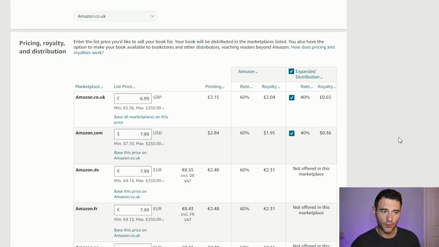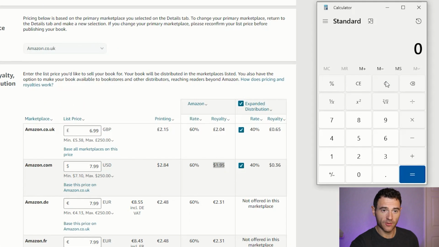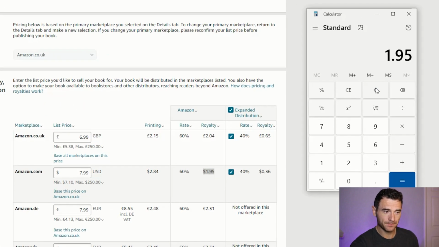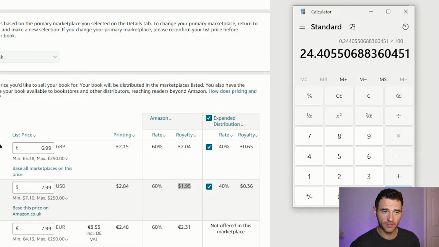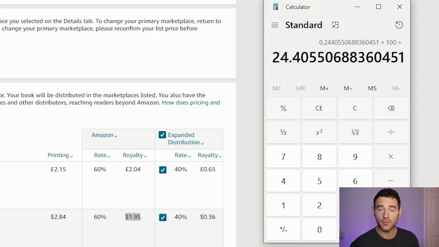So let's have a look at the Acos for this book in the US. It's priced at $7.99, the printing costs are $2.84, and Amazon are giving me a 60% royalty on the rest of the figure. So that means that my royalty on this $7.99 book is actually $1.95. So if I get the calculator up, for this book I'll get a $1.95 royalty. I'll divide it by $7.99, which is the price of the book, and then times it by 100. So my US break-even Acos for this book would be 24.4%.